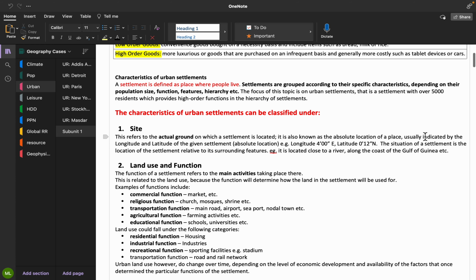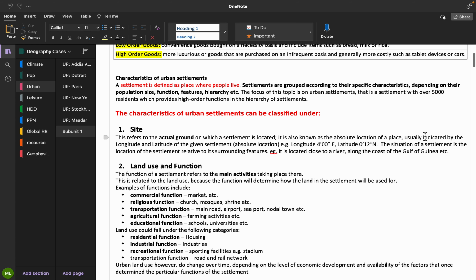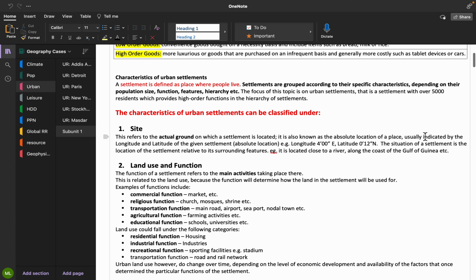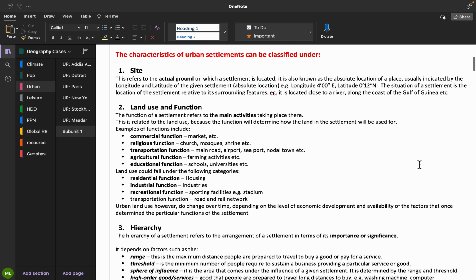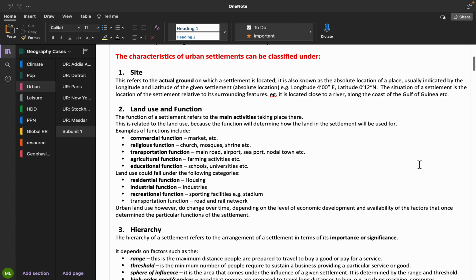The characteristics can be classified as the site, so the actual ground on which a settlement is located. It is also known as the absolute location of a place, usually indicated by the longitude and latitude of the given settlement. Okay, and the second characteristic is the land use and function. So the function of a settlement refers to the main activities taking place there. So this is related to the land use because the function will determine how the land in the settlement will be used.